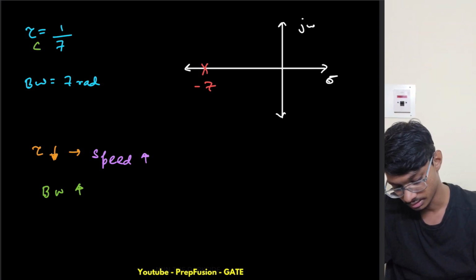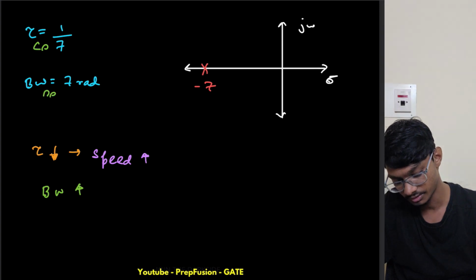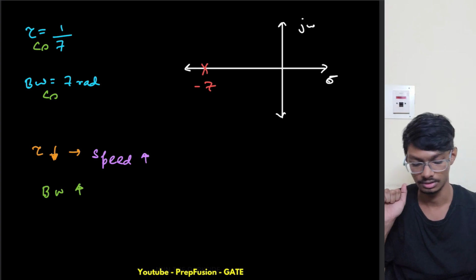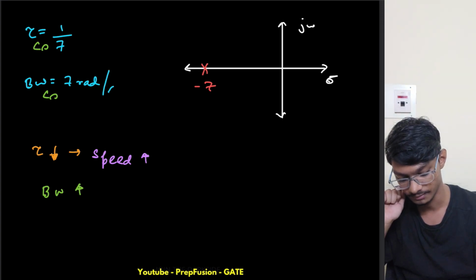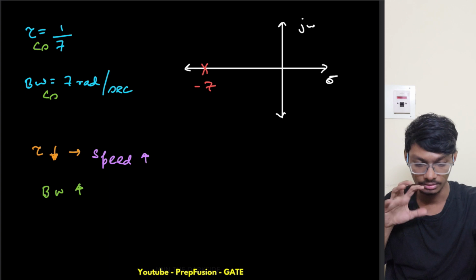So I should write this here, like a feedback system, right? Closed system. This will differentiate it better. Okay, this is not 7 radians, this is 7 radians per second. So this is what is happening.